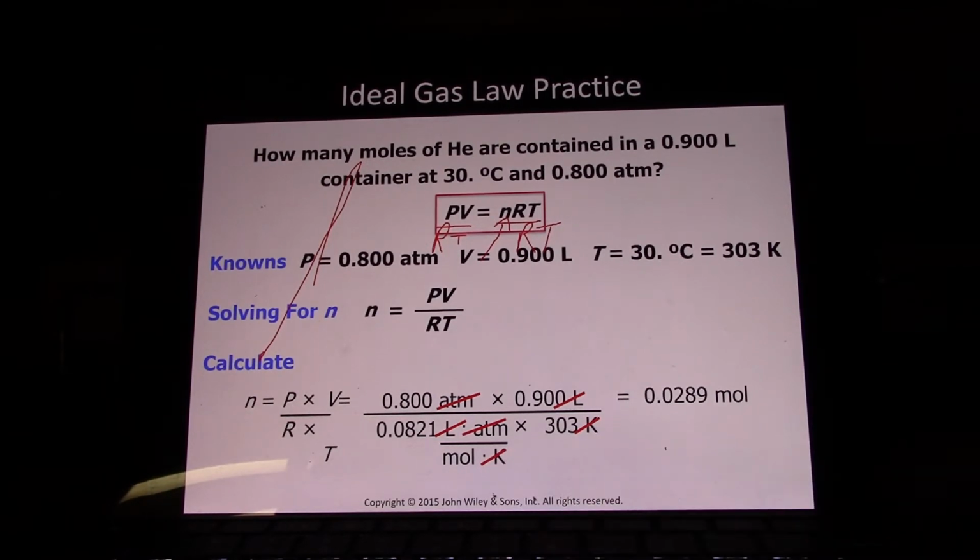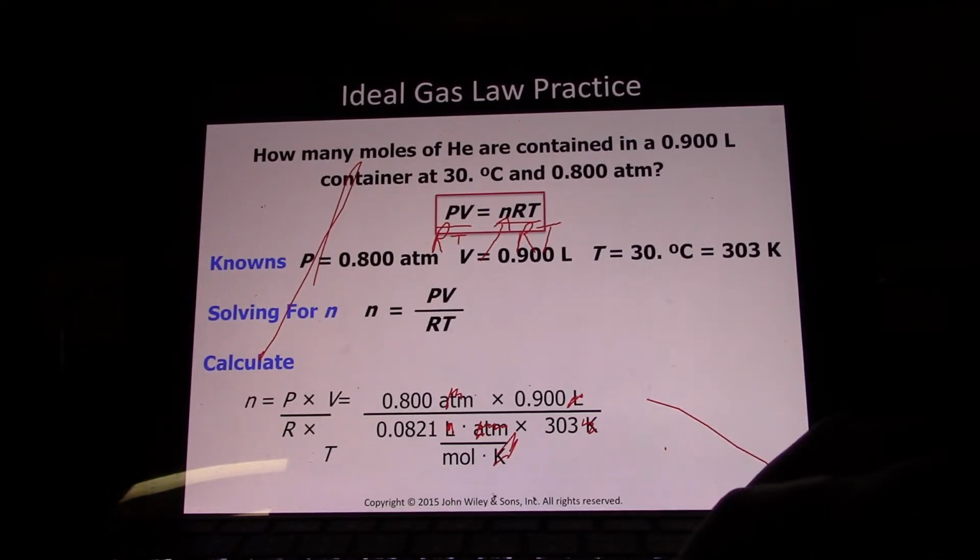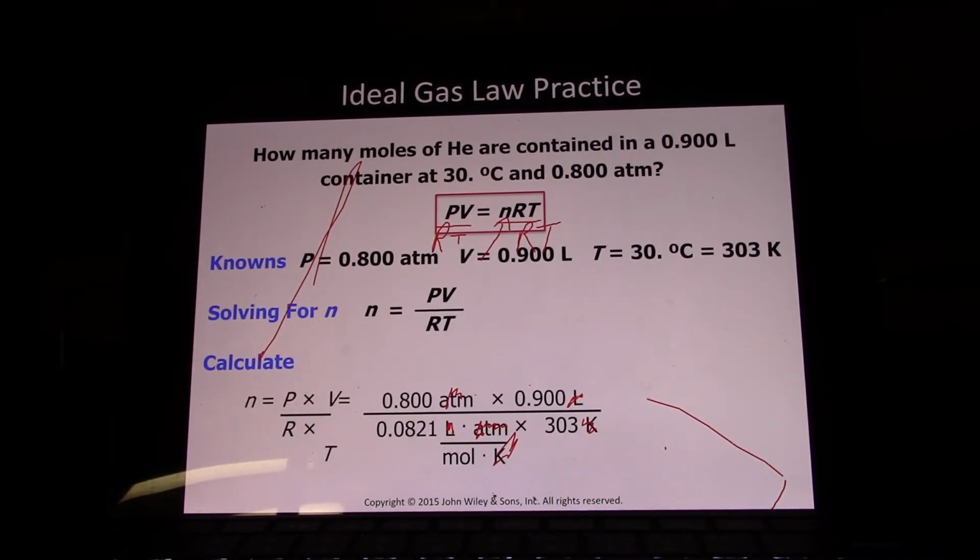And again, this atmospheres cancels out with this atmospheres. Kelvin divided by Kelvin is 1. Liters divided by liters is 1, leaving you the units of 1 divided by 1 divided by mole. And when you divide by a fraction, you flip it and multiply it. So instead of saying 1 divided by 1 divided by mole, we can say 1 times mole divided by 1, which gives us moles. So whenever you divide by a fraction, you flip and multiply.